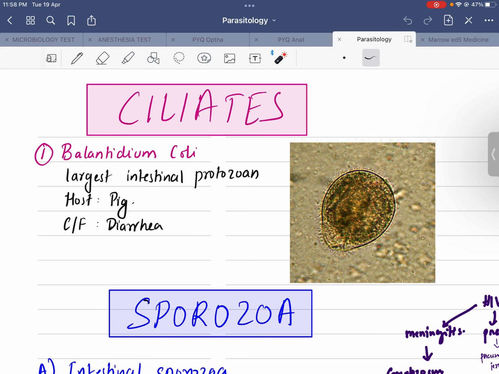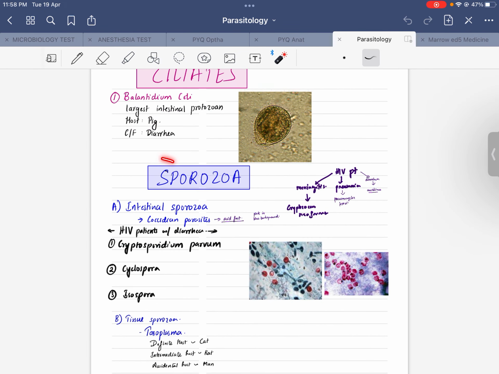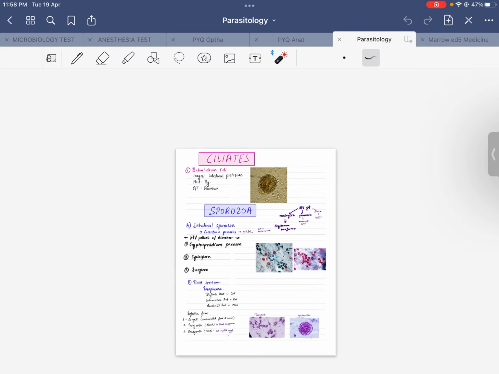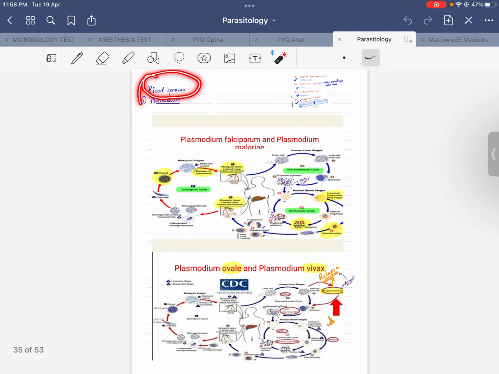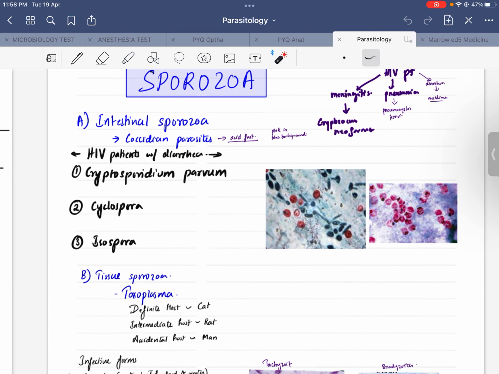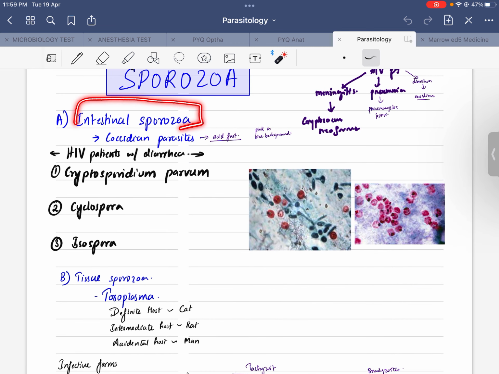This is the largest intestinal protozoan. It will present with diarrhea and the host is the pig, okay? So those are the most important points about Balantidium coli. Now let's start with the sporozoans. These sporozoans can either be intestinal sporozoa, tissue sporozoa, or blood sporozoa, okay? So let us start with the intestinal sporozoa.